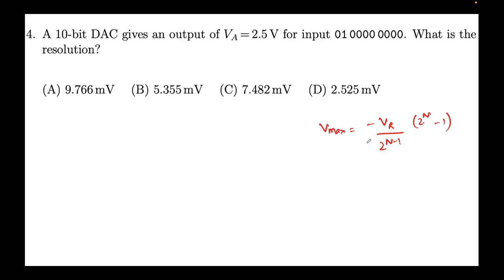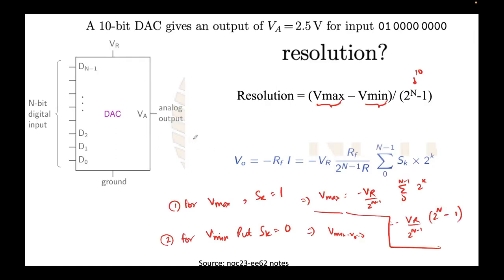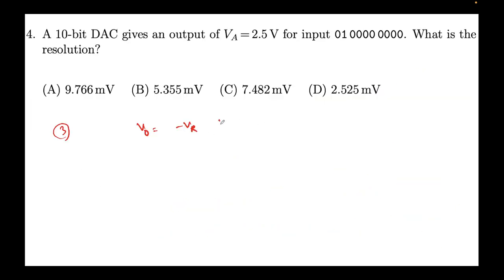Okay, so for Vmax, just give me a second. In order to evaluate Vmax, we need VR, right? So how do we find VR? We find VR because we know this expression, that V naught equal to minus VR, RF equal to R so I'm not writing that, over 2 raised to the power n minus 1, sigma from 0 to n minus 1 of Sk times 2 raised to the power k. Now we know that this is 2.5 volts for VA equal to 2.5 volts.